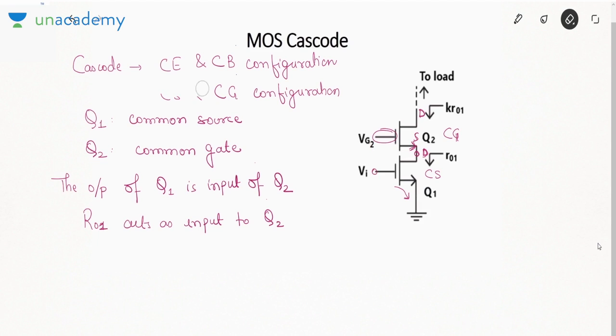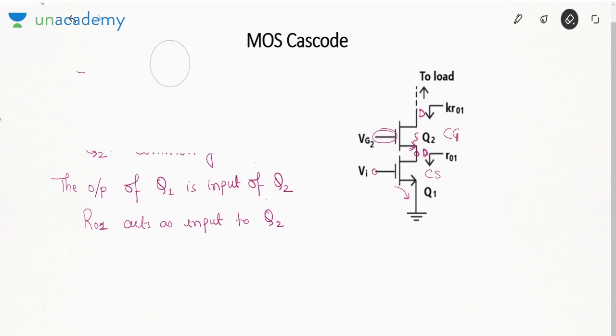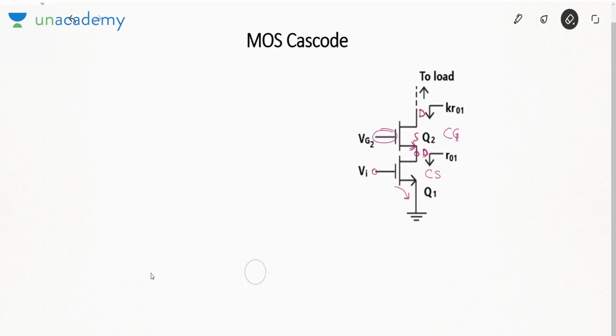So let me first remove this. Then I will show you how to draw the model. So what I have said is, we will replace the first transistor by a resistor. So this is the source terminal of Q2. It is connected to a resistor that I am drawing here, R01.